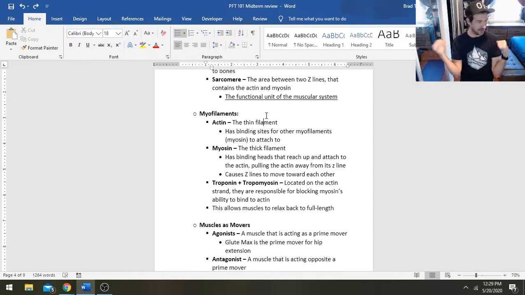They're reaching up and grabbing and pulling like this. The whole Z line is going to kind of shorten and get closer together, right? That is the shortening of your sarcomere.